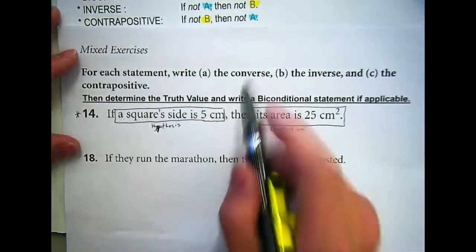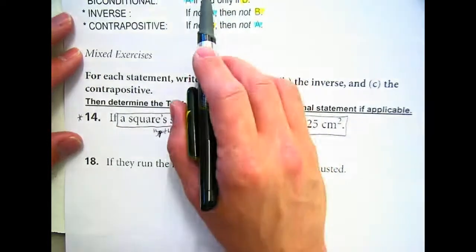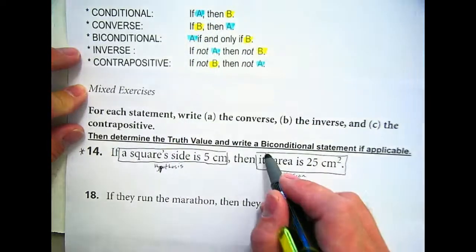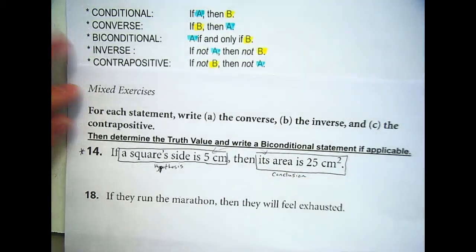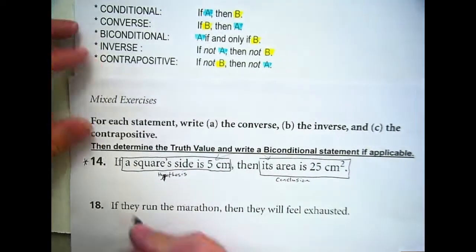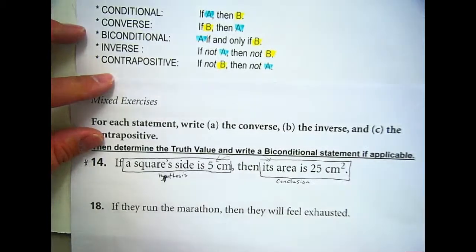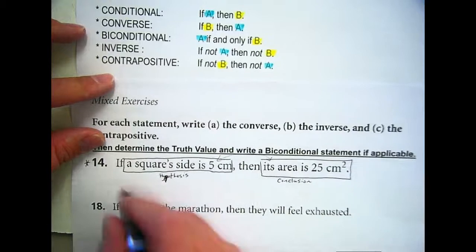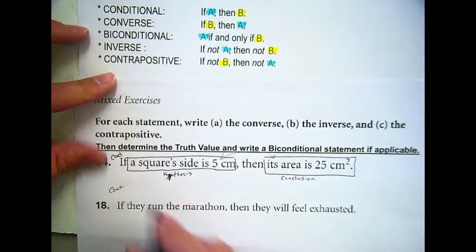So if I'm writing the converse of that, notice the converse just flips the hypothesis and the conclusion. Okay. So if I'm looking at those, that becomes if B, then A. So these two change spots when we're doing a converse. Okay, so I want you to go ahead and write down the converse there. The converse becomes: if its area is 25 square centimeters, then a square side is 5 centimeters. Okay, so we switch those around. So first of all, if I've got my conditional here, I'll quickly write out the converse there.